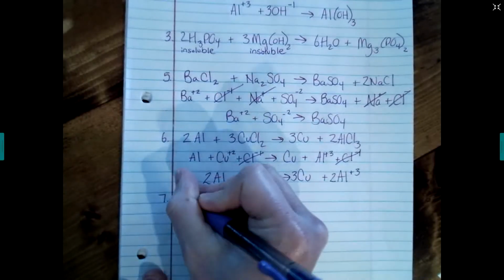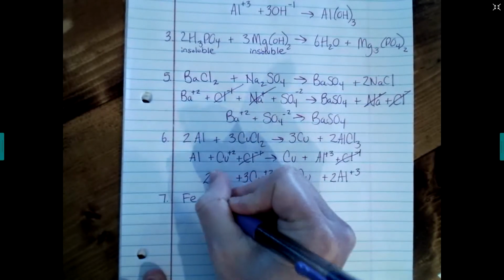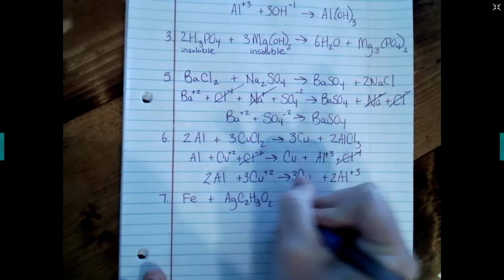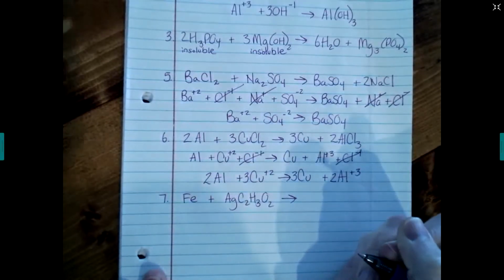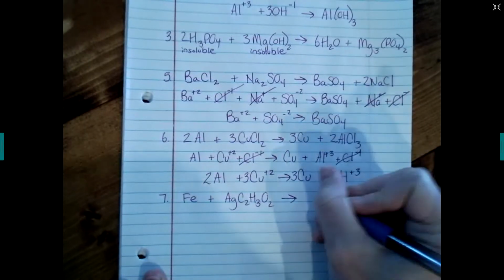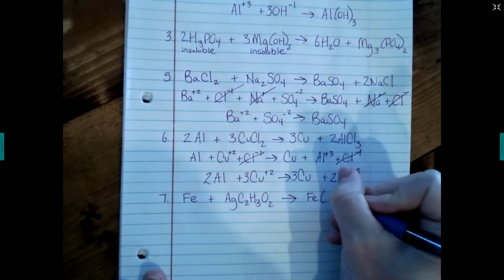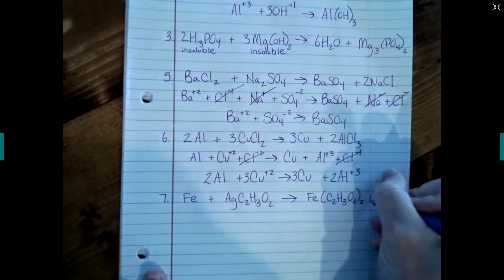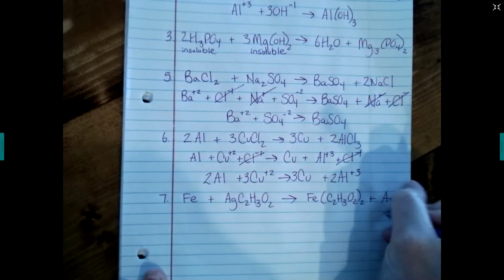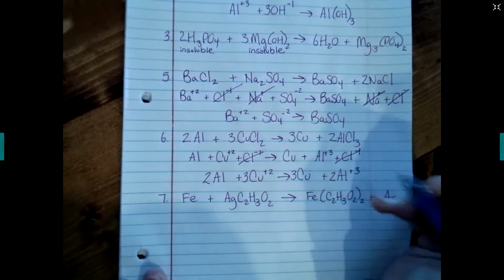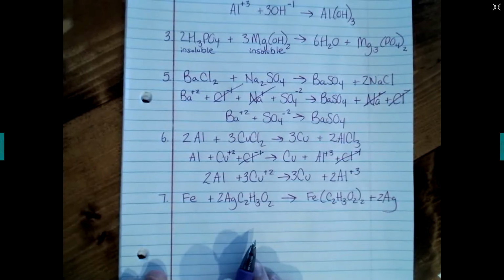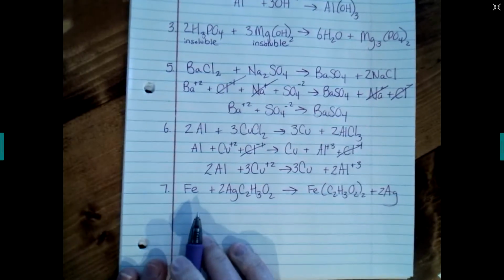For number 7, we have iron. This is one that we did not do together. You did this one on your own. And they told you in the notes that iron 2 will be used in the product. So that means there are 2 acetates bonded with iron, and silver is by itself. And then to balance it, you had 2s in front of both of your silvers. All right, this is another single replacement reaction.